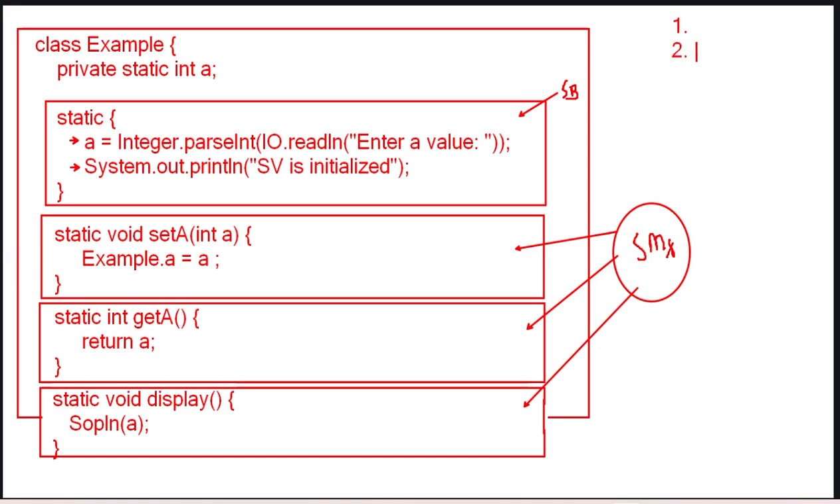Second point, why static block? A static block is used for executing some logic and initializing static variables only once at the time of class loading into JVM.